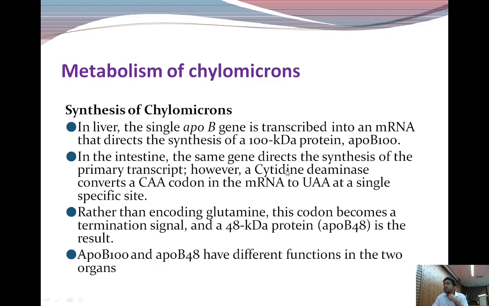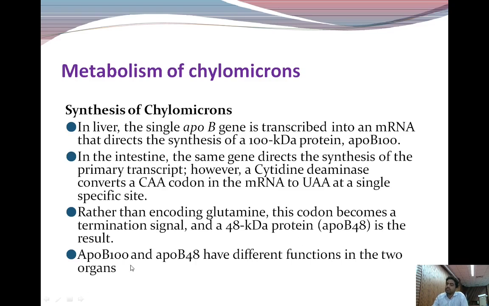However, one enzyme, cytidine deaminase, if you don't remember, it's fine, converts the CAA codon to a UAA codon, which is a stop codon. So rather than forming glutamine, CAA codes for glutamine, we saw GLN, and then further coding of protein would have proceeded from the mRNA. Instead it codes for UAA, which is the stop codon. So that's why the translation stops at the 48 kilodalton protein level.